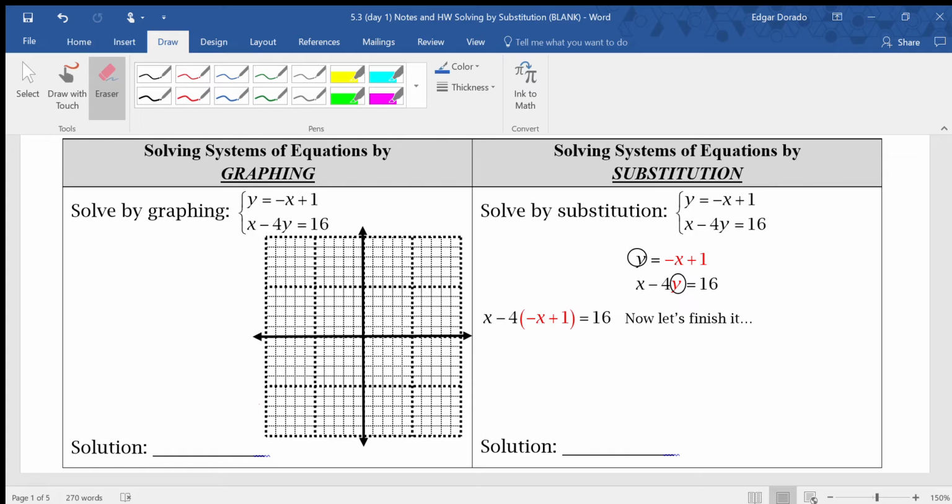But in order to see the similarities between both of them and to analyze why we can solve in both of these different ways, let's go ahead and practice with the method that we already know how to do, which is graphing.